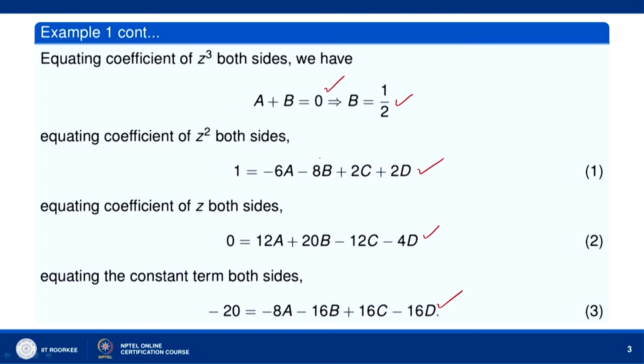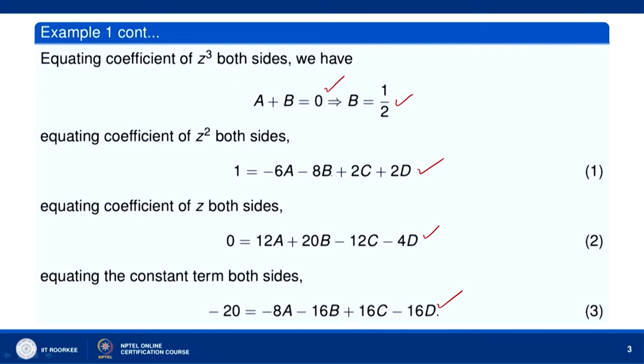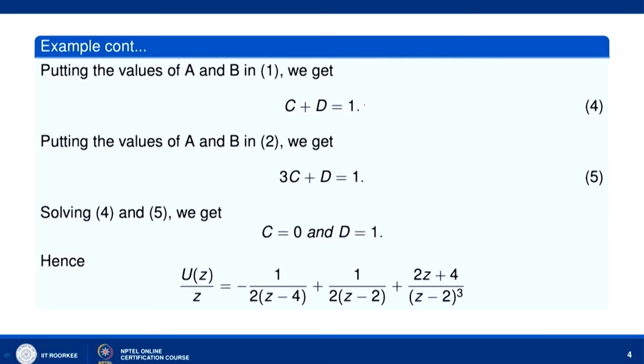Now, we have the values of a and b, and there are 3 equations. We need to determine only 2 constants, c and d. So we can determine them by putting the values of a and b in equation 1. When you put the values of a and b in this equation 1, we get c plus d equal to 1.